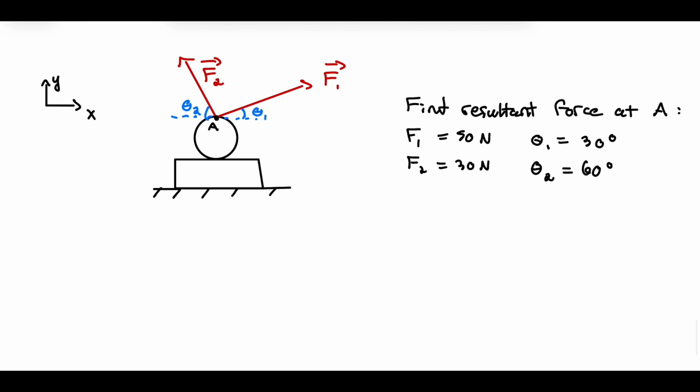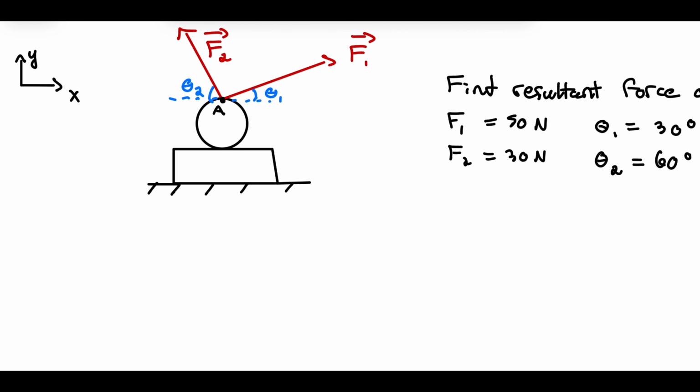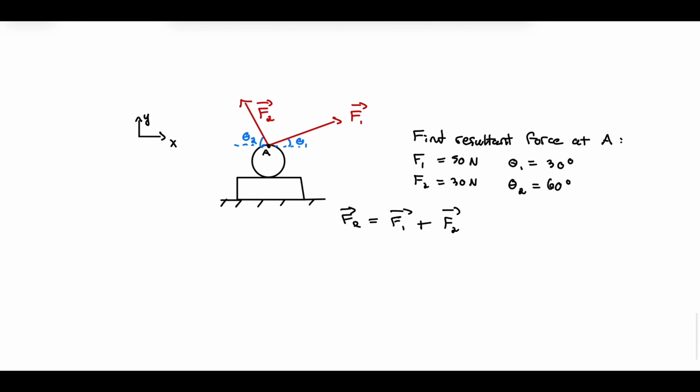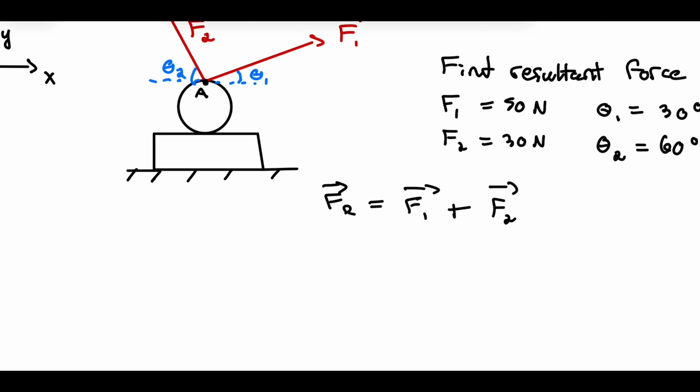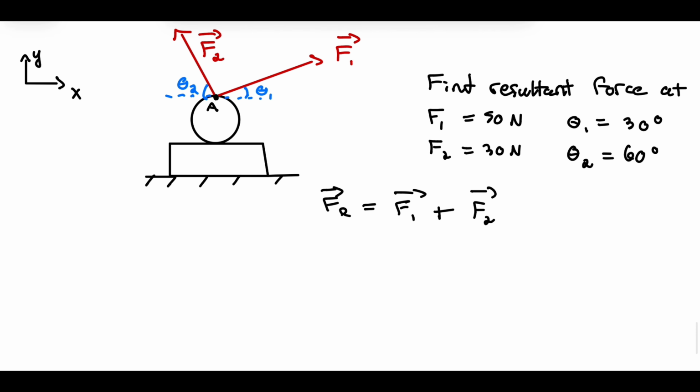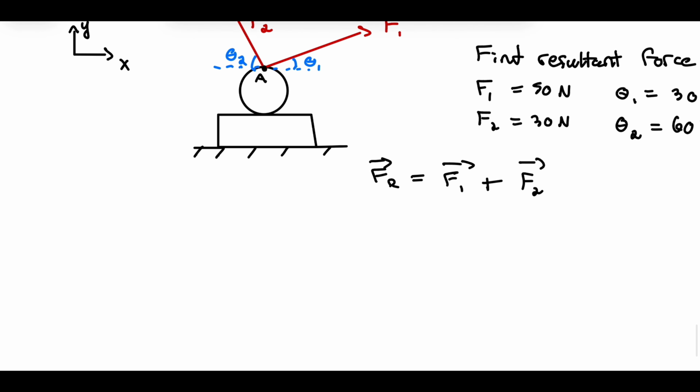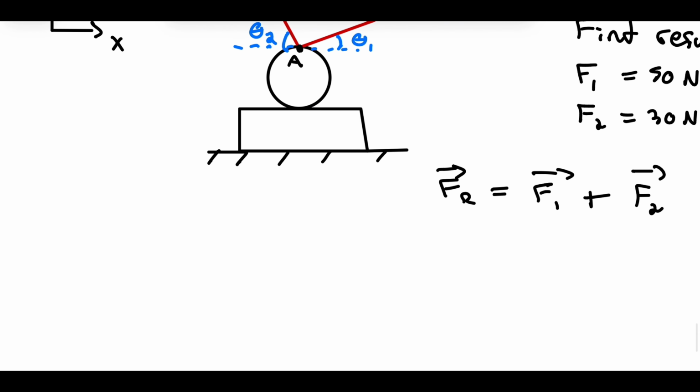So the first thing we want to do is essentially write out a vector equation. We want to find the resultant force. We know that the resultant force is just going to be the sum of the two forces acting on point A, F1 plus F2. Now, since we're working in 2D, one vector equation is going to correspond to two scalar equations. What that means is essentially we can write this vector equation in terms of both of these directions.